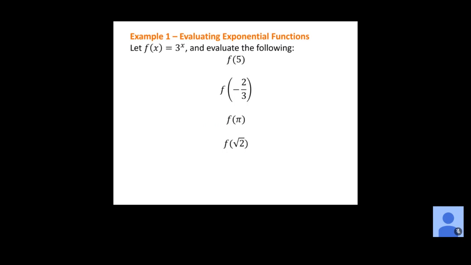All right, so let's take a look at this. We've got f of x equals 3 to the x. That's an example of an exponential function. The base is 3, and our variable x is in the exponent. We just want to evaluate each one of these points now. All right, so if I want to find f of 5, what am I going to have to do to calculate f of 5 now? Good, just raise 3 to the 5th power, right? I'm putting that 5 in place of the x.